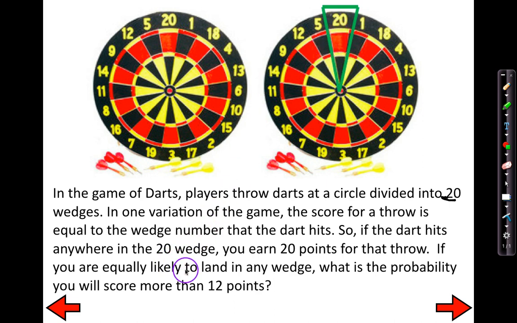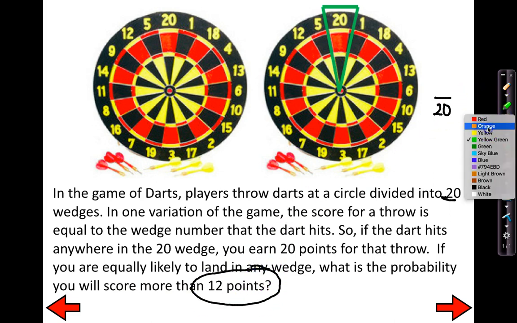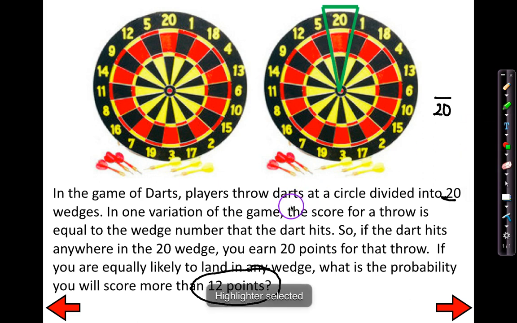Now, if you are equally likely to land on any wedge, what is the probability you will score more than 12 points? Well, let's remember, it's out of 20, right? Because there are 20 different wedges. And they're asking us for more than 12 points. Now, one important thing to consider is if it's more than 12, do we include 12 as part of the wedge? The answer is no, it has to be more than 12.